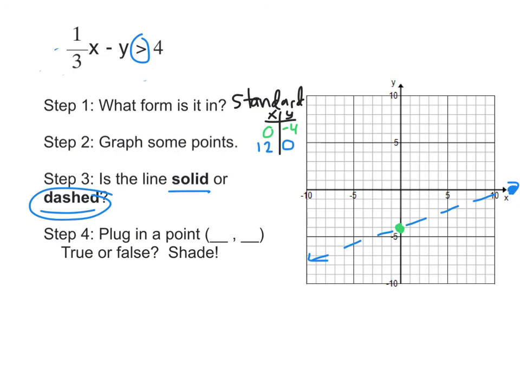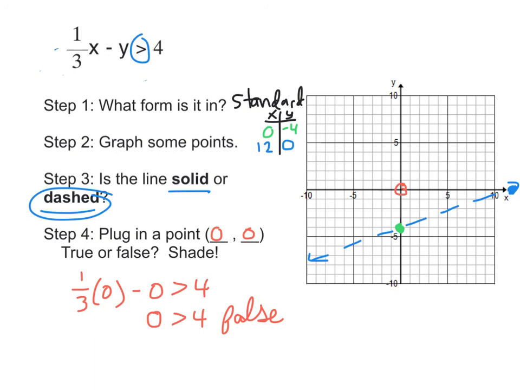There we go. And now we are going to once again test a point and see if it's true or false. So I'm going to use 0, 0 every time I'm possibly able to. The only time I wouldn't be able to is if the line itself went through the origin. But 0, 0 will work this time. So I've got 1/3 times an x value of 0 minus 0 is greater than 4. So we've got 1/3 times 0, which is 0, and then 0 minus 0. So we have 0 is greater than 4. False. 0 is not greater than 4.